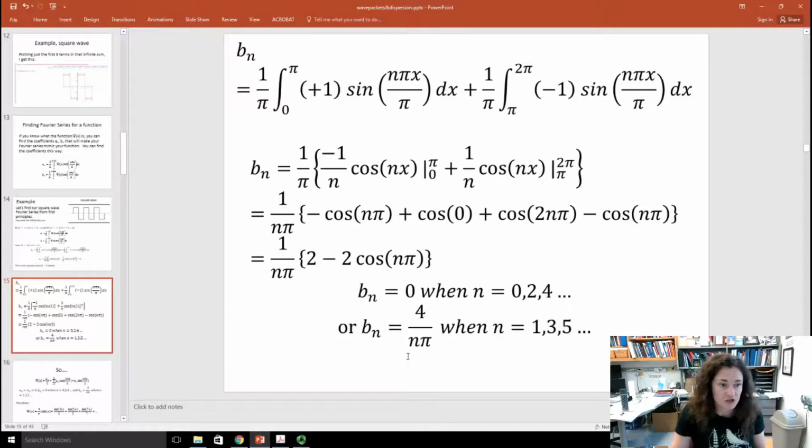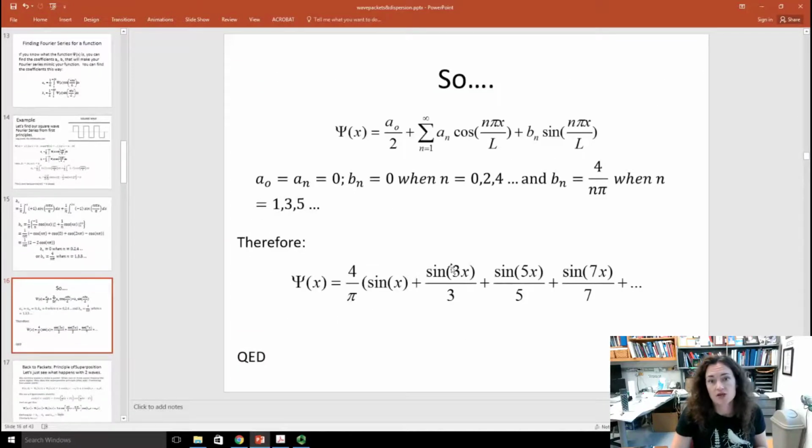So now I've solved for my coefficients, okay? I've got my values of a sub n and b sub n, and a naught, because there's no additive offset here. So I know that a naught and a n are 0, and that bn is 0 when n is an even number, and bn is equal to 4 over n pi when n is an odd number. If I plug that in, then my wave function psi of x for a square wave would be equal to 4 over pi times sine of x plus sine of 3x over 3 plus sine of 5x over 5 plus sine of 7x over 7, etc., an infinite sum.